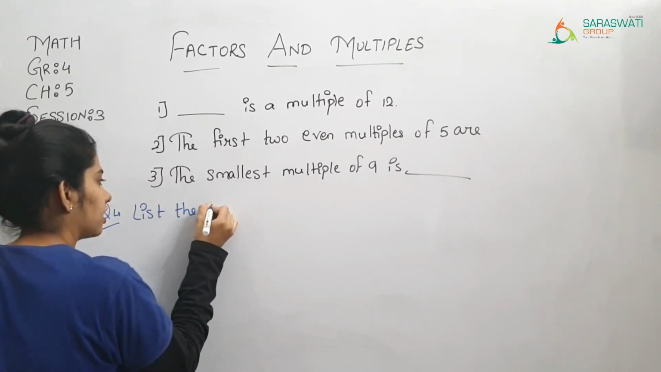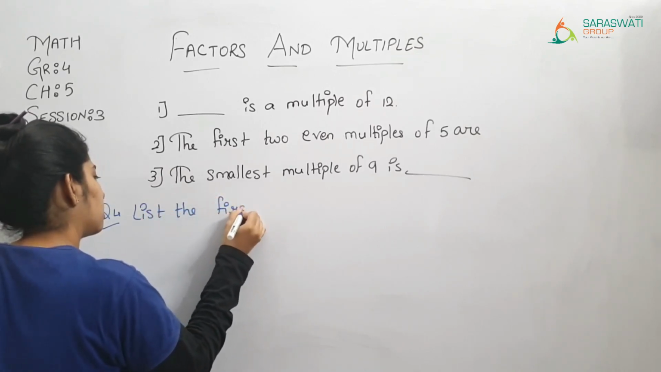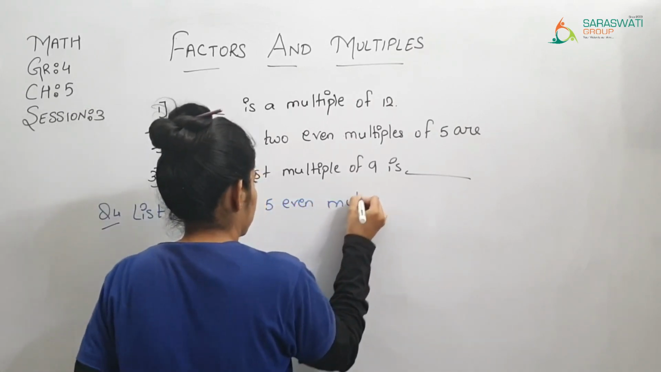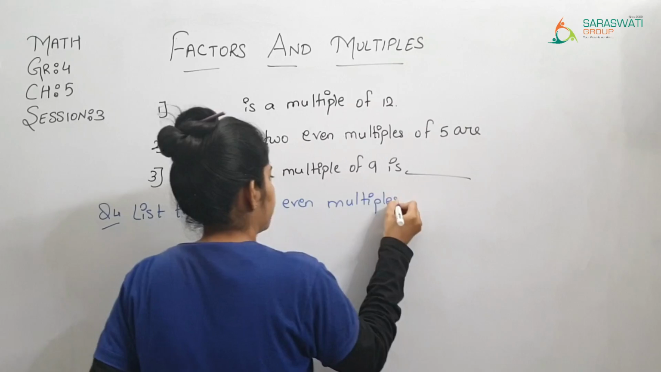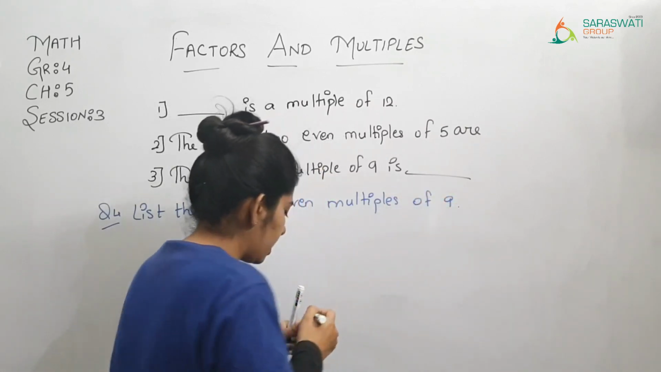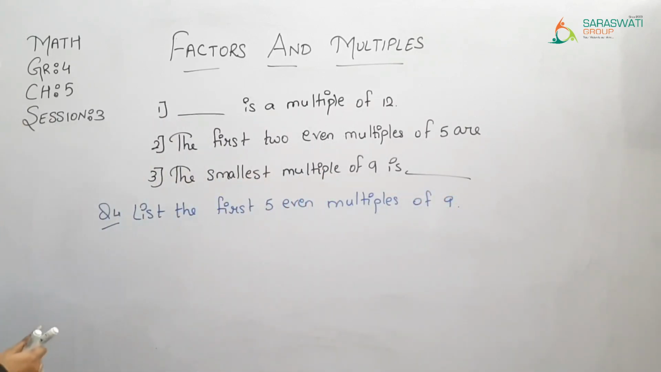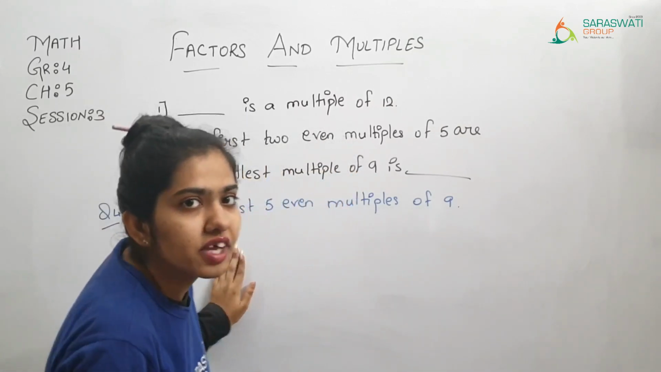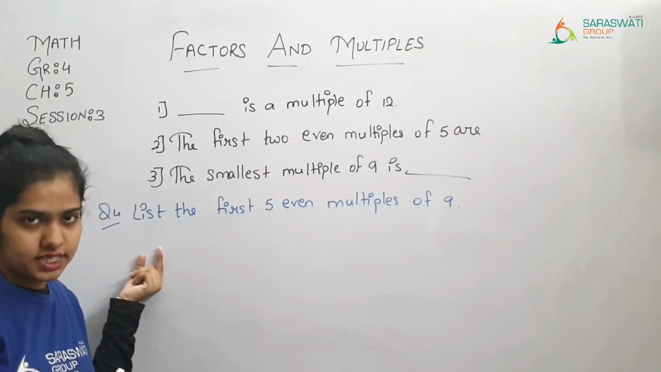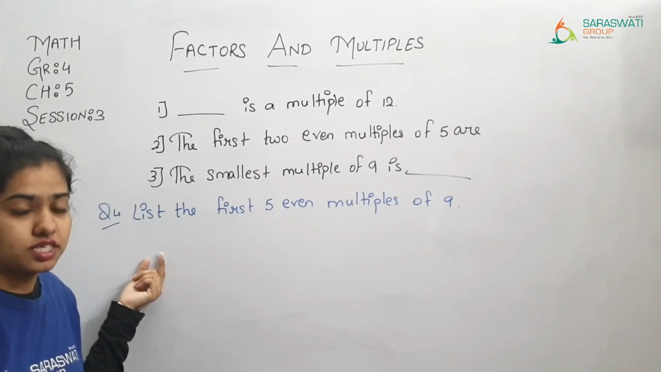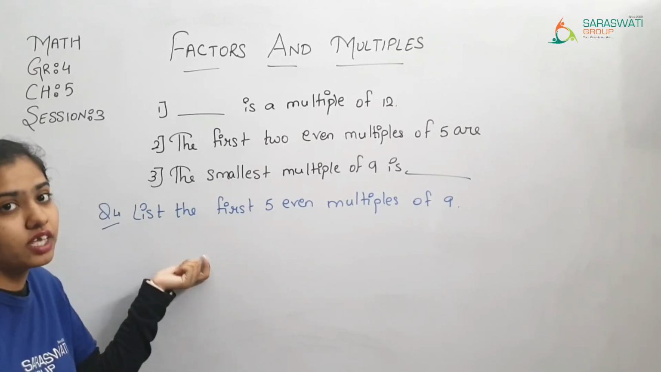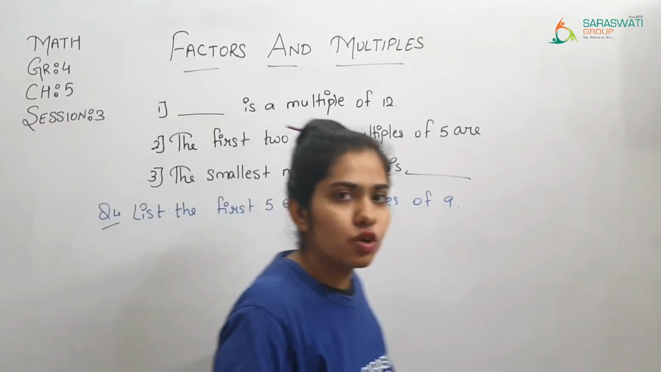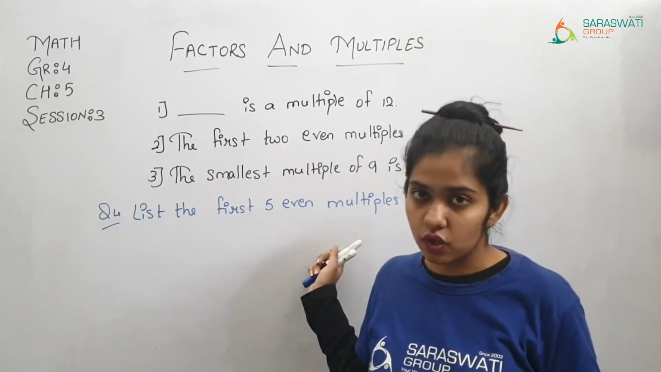List the first 5 even multiples of 9. 9 ના first 5 even multiples લખવાના છે. So 9 ones are 9. તો 9 તો ન આવે. Then 9 twos are 18. તો 18 આવશે. 9 threes are 27. So 27 નહીં આવે. 9 fours are 36. તો 36 આવશે. જે even numbers હોય 9 માં first 5 even numbers લખવાના.